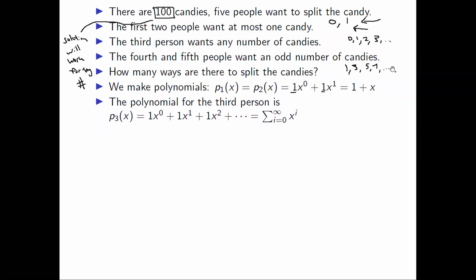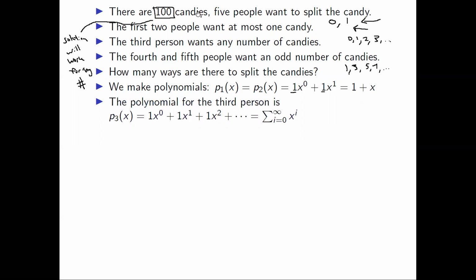Now we can write a polynomial for the third person. So their polynomial, we'll write it as p sub 3 of x. And since the third person is okay with any number of candies, we'll have every power of x in this polynomial. And every power of x will have a non-zero coefficient. It'll have a 1, because there's one way for the third person to have i candies.